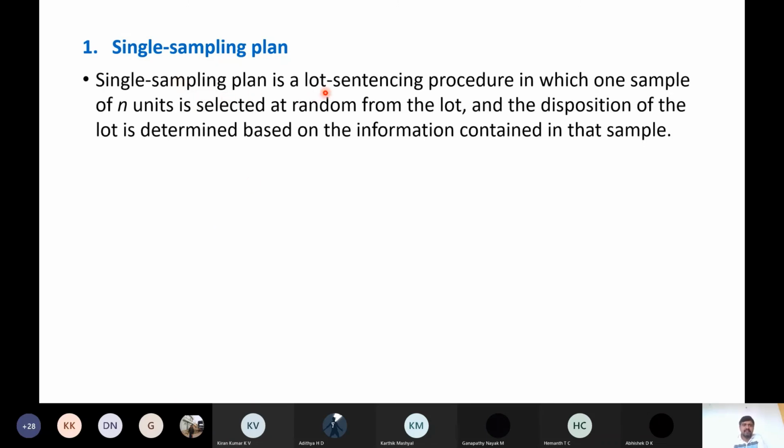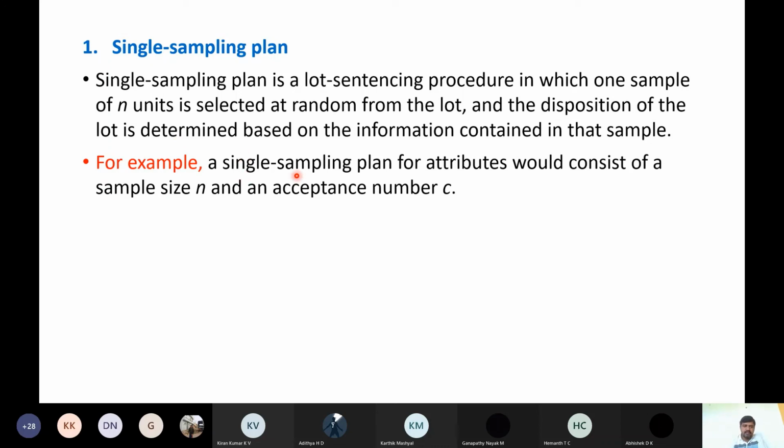Single sampling plan is a lot sentencing procedure in which one sample of n units is selected at random from the lot, and the disposition, that is the decision based on that, of the lot is determined based on the information contained in that sample. It may be 10 units, it may be 100 units, but at once you are picking a few units from the lot. That is single sampling, and you are making a decision based on that.